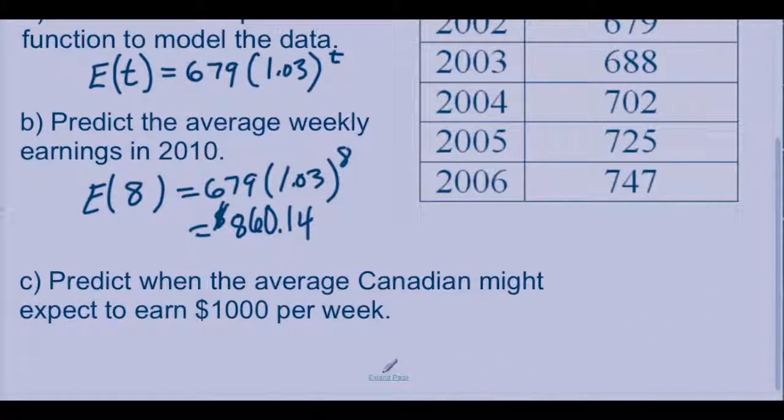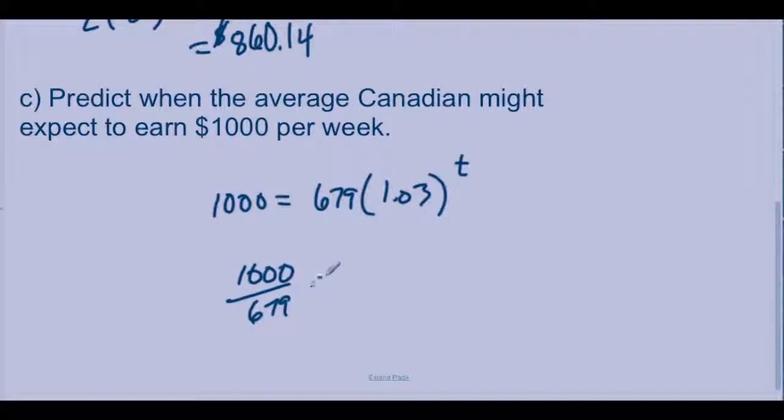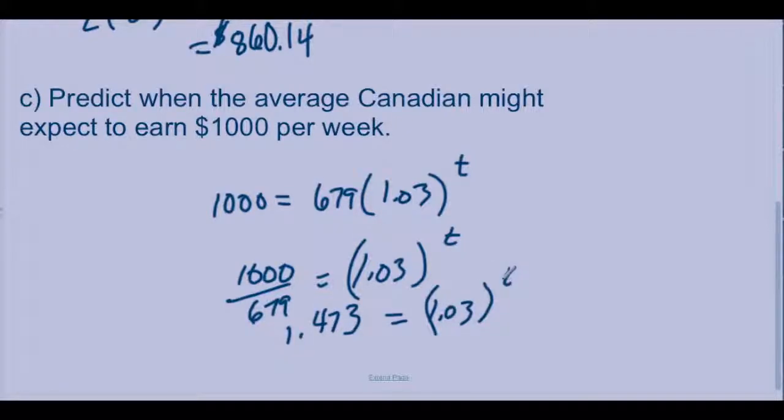Now let's predict when the average might be 1,000. That means the earnings are 1,000, and we want to know when 679 times 1.03 to the power of t equals that. So what value of t is going to give this? Let's solve this. To isolate it, we're going to divide both sides by 679. So we've got 1,000 divided by 679 equals 1.03 to the power of t. 1,000 divided by 679 is 1.473. Let's round that, and that's going to be 1.03 to the power of t.